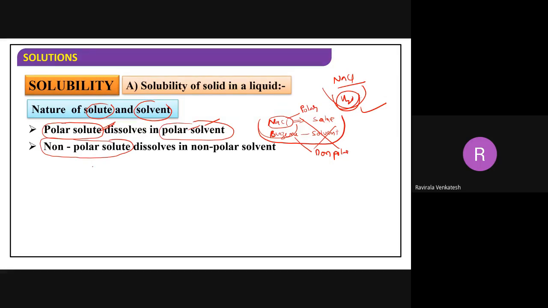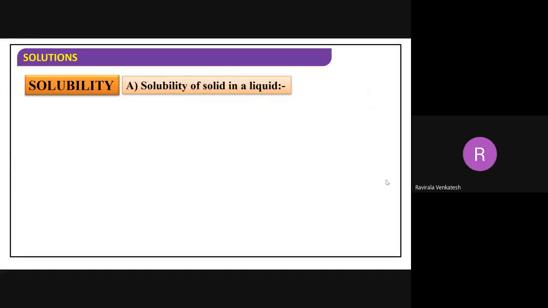So non-polar similarly dissolves in non-polar. For example, I take benzene again, and here I am taking CCl4. CCl4 is non-polar, benzene is also non-polar. So simply CCl4 dissolves in benzene compulsorily. So these are the first factors we need to remember. Polar will dissolve in polar. Non-polar will dissolve in non-polar.